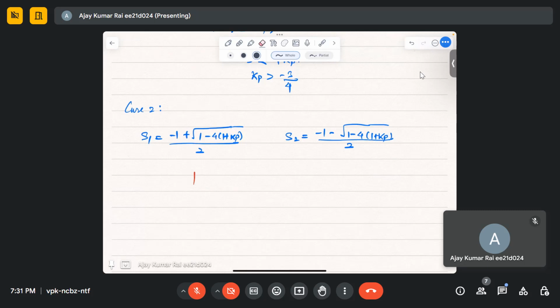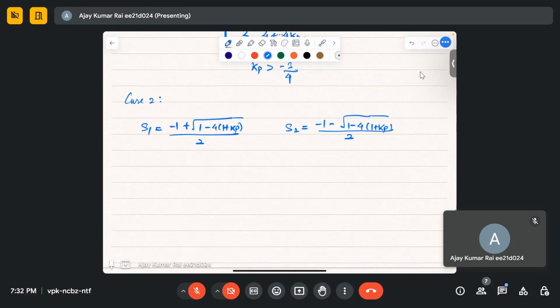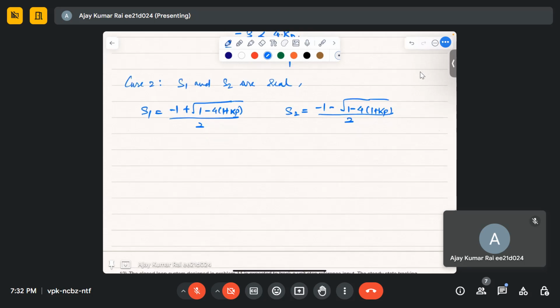So this is the case. And so S1 and S2 are real. Okay, so there is no imaginary part. Again, if I draw this, what are the possibilities if S1 and S2 are real? One possibility is S1 and S2 lie like this, right? If they lie like this, we'll say the system is stable.